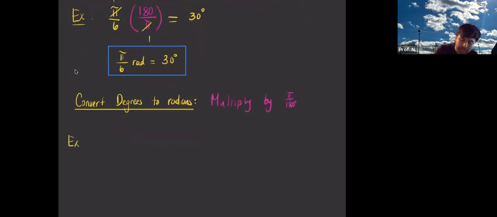So an example, what if I want to write 135 degrees? I have 135 degrees, and I want to write it as an expression in radians. So what I do is I multiply by pi over 180 degrees. And that will result in 135 pi divided by 180.